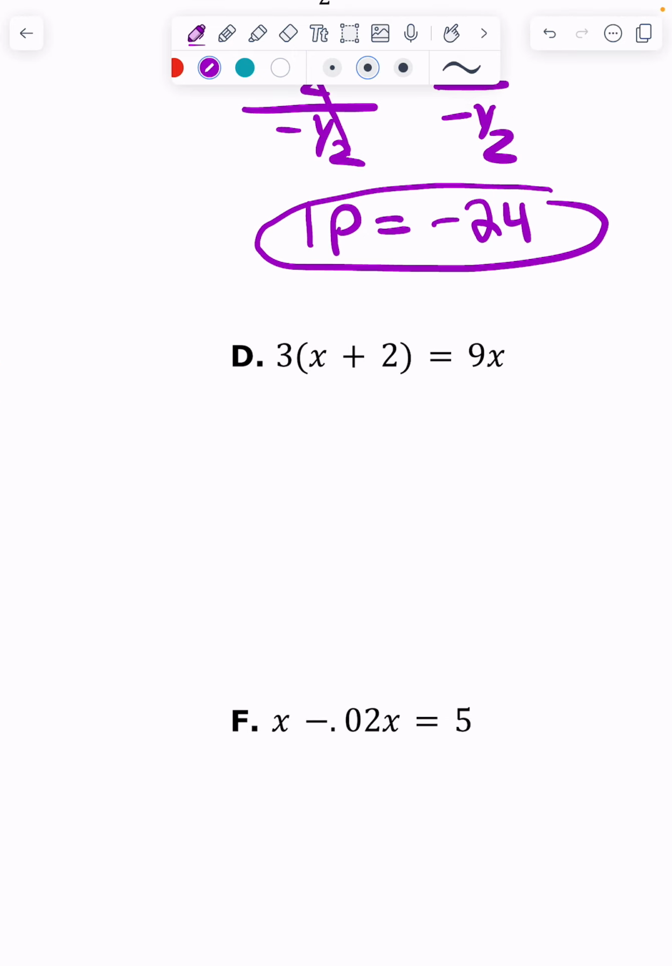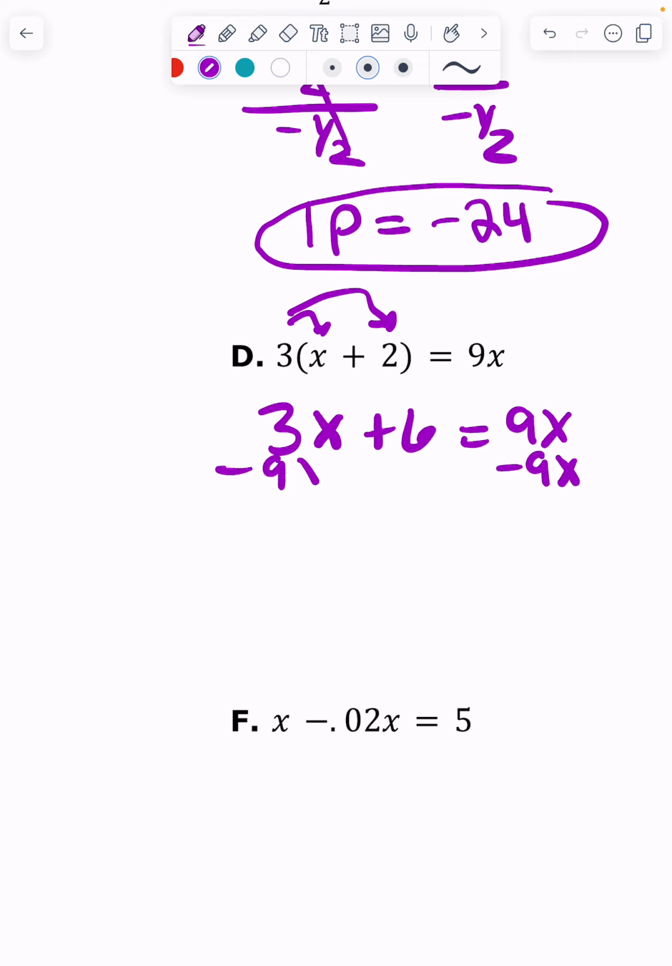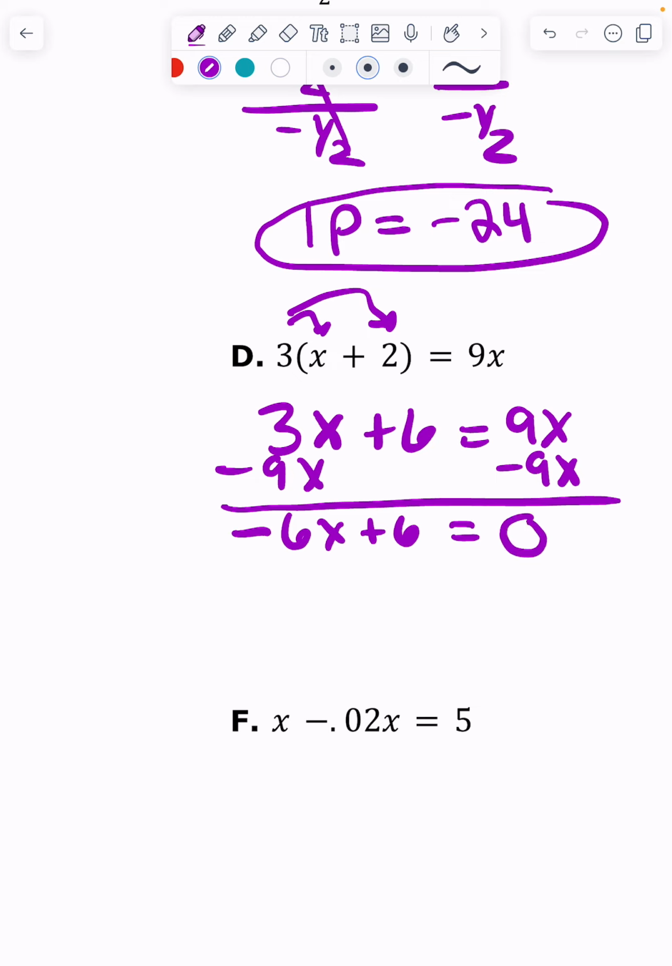D has distributing, so we get to use those distributing skills. 3x plus 6 equals 9x. I like for all my variables to be on the left and all my numbers to be on the right. So I'm going to subtract 9x on both sides. So I get -6x plus 6 equals, now 9x minus 9x is 0, and it's important to keep that 0 there. Sometimes students don't know what to do after they've subtracted and there's nothing left. So we just want to make sure you write 0.